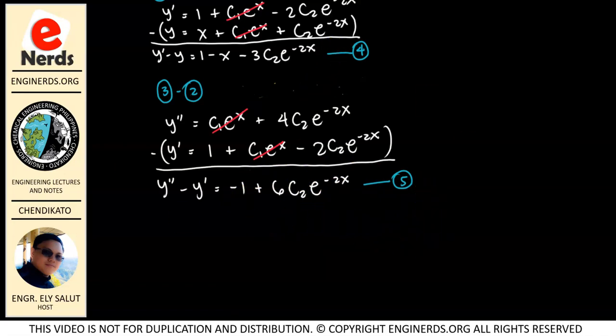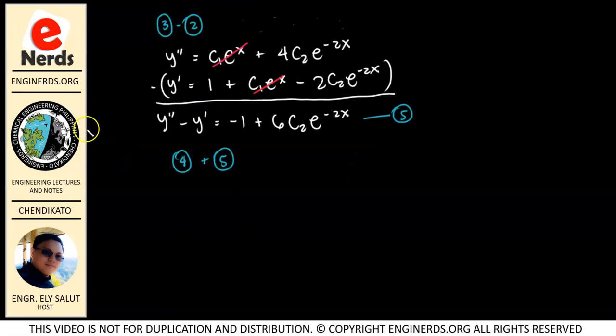Okay? So, let us do addition because negative ang ating C2 e to the negative 2x dito at positive naman ang ating C2 e to the negative 2x dito. So, we're going to add equation 4 to equation 5. Okay? So, we're going to do that. Sulat muna natin yung ating equation 4.